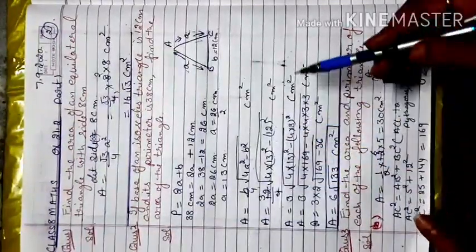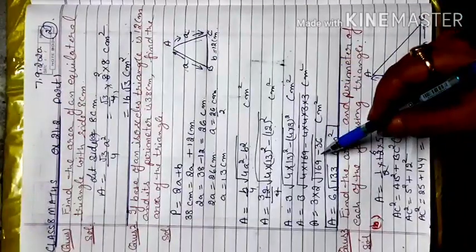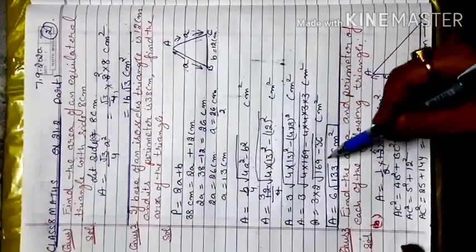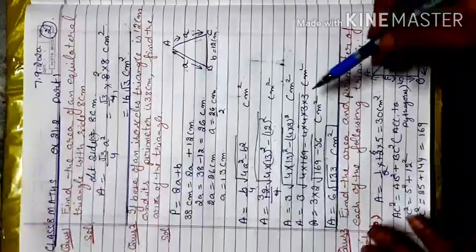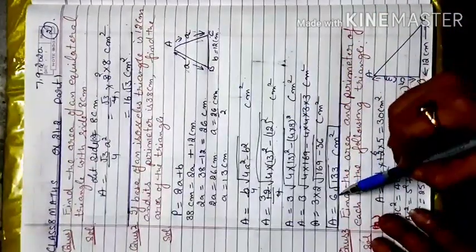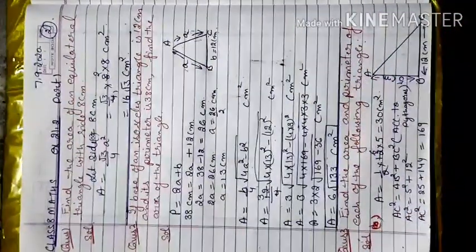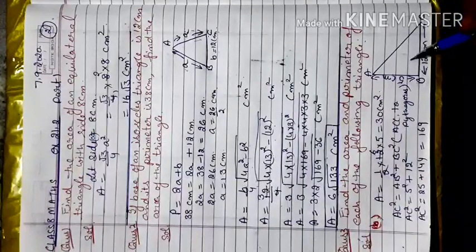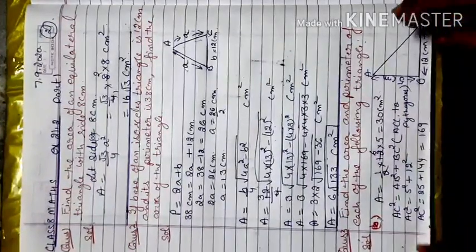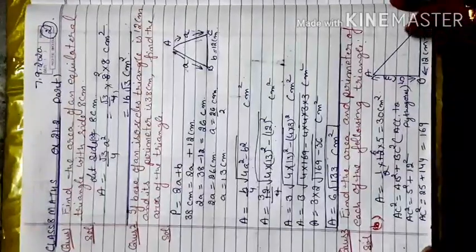After calculating, I just try to take it common, so that my calculation will be easier. So my answer is 6 root 133 centimeter square. Next, you have different figures given to you. You have to find the perimeter and area in these different types of triangles.